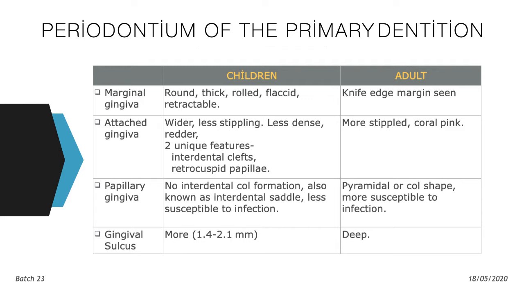Adult gingiva will be knife edged, whereas in children it will be more rounded. The attached gingiva will be wider compared to adult, and it will have less stippling. In the papilla, there will not be any interdental col formation. A valley like depression will not be formed in primary dentition, whereas in permanent dentition you will see a pyramidal shaped interdental papilla and col formation in the posterior. Normally the gingival sulcus of a primary dentition will be around 1.4 to 2.1 millimeters, whereas in adults it will be around 2 to 3 millimeters.